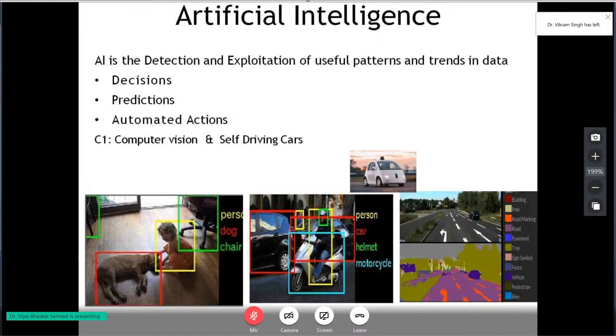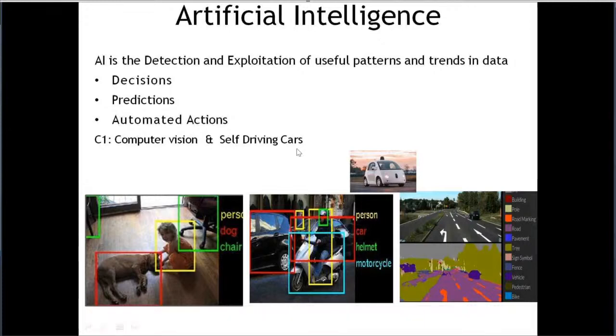This is the area where I'm using the AI domain. The first is computer vision and self-driving. The best example is the Google self-driving car, which has speech recognition, vision processing, text processing, everything. You can see some images here. What is this? We are trying to do object recognition. We have some pre-trained CNN models like ResNet, GoogleNet and others, which I will discuss shortly.